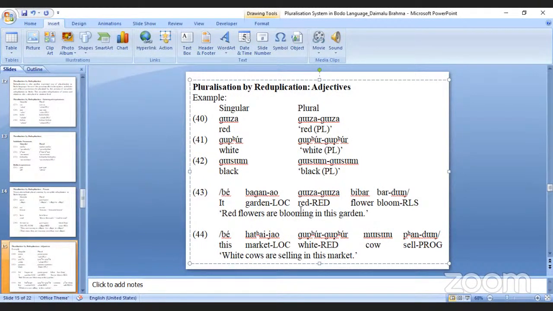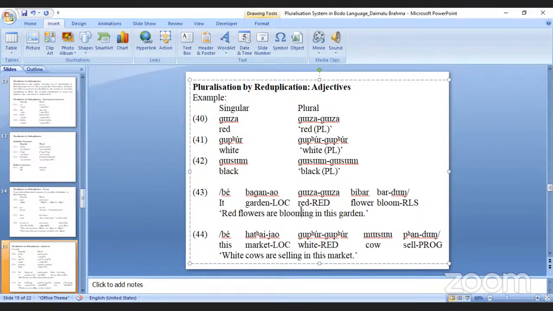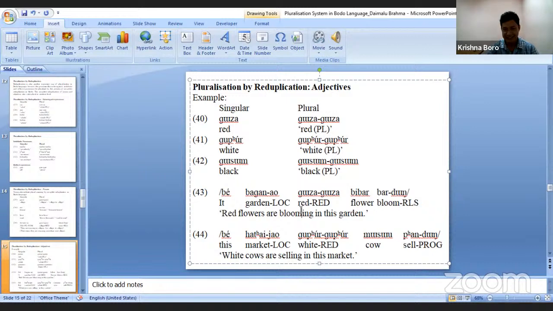Yes. A different reading. The plurality of the flowers. Yeah, it means the plurality of flowers. Many red flowers are blooming. Many red flowers are blooming in the garden. This is what it means.